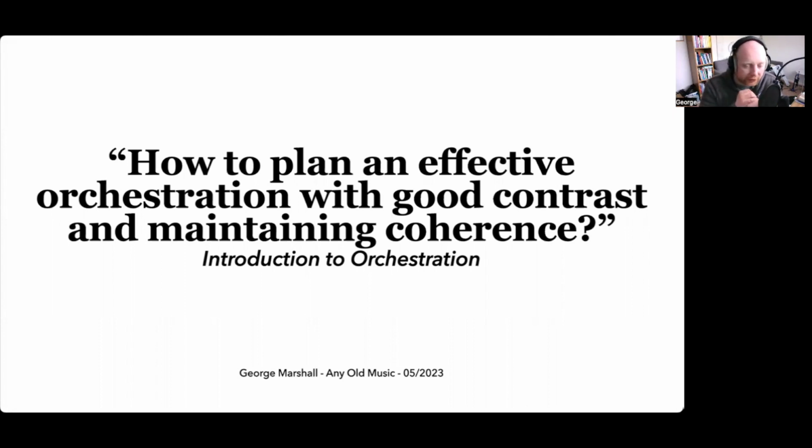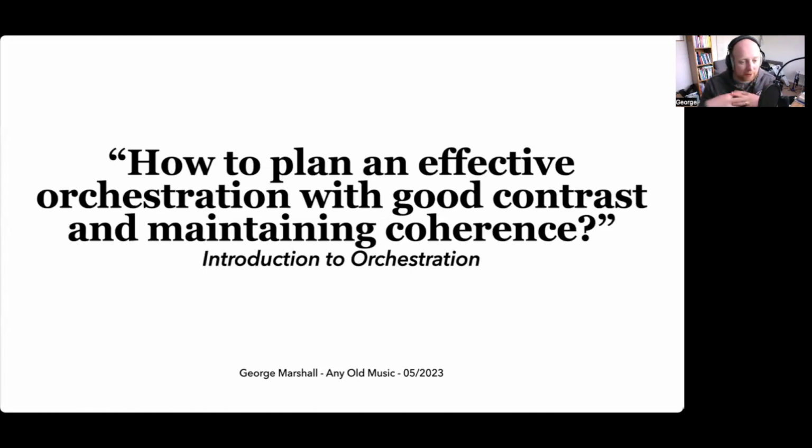Today, we'll be tackling another question from the email subscriber survey that I put out several weeks ago. And this was one of the early responses. And this question is, how to plan an effective orchestration with good contrast and maintaining coherence.